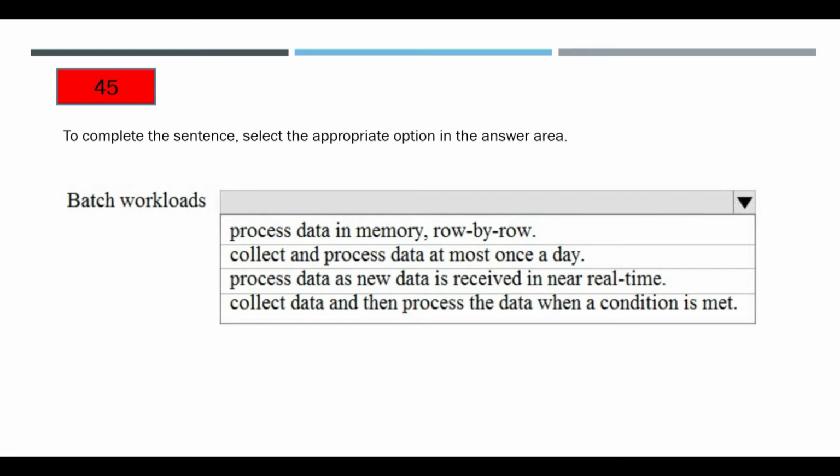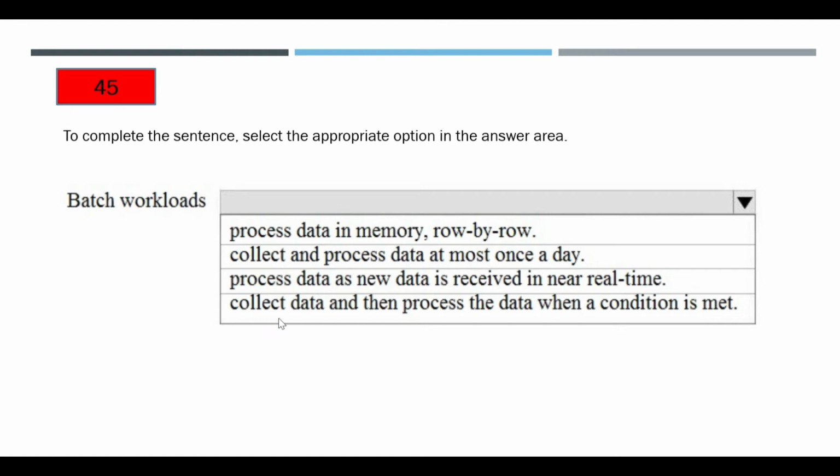Now let's look at this question. You have to complete the sentence. Batch workloads. If you analyze these options, does it process data in memory row by row? Doesn't look so. Does it collect and process data at most once a day? Batch workloads can process the data multiple times a day. It is not that it only works for once a day. You can also do it on an hourly basis, twice a day, 4 times a day, 5 times a day. So this is wrong. Then, the batch workload processes data as new data is received in near real time. This is wrong because batch workloads have high latency; they are neither real time nor near real time. So this is also wrong.